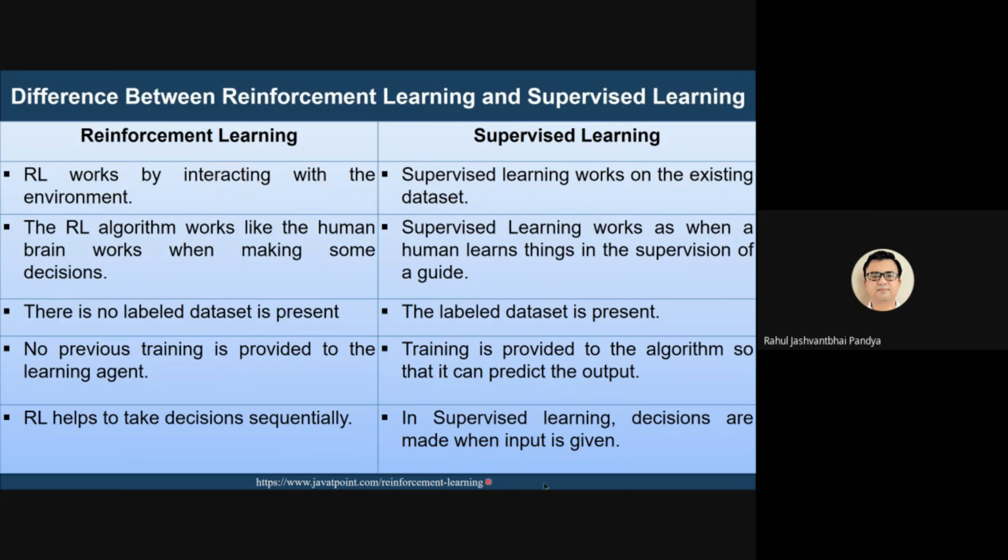So we move towards the diamond block by block by aggregating the values added, right? Whereas in supervised learning, the decisions are made when the input is given. For one particular input, what's the predicted output, right? So it's not sequential. Whereas in reinforcement learning, it's a sequential pattern. These are the basic differences, or the major differences, between reinforcement learning and supervised learning.